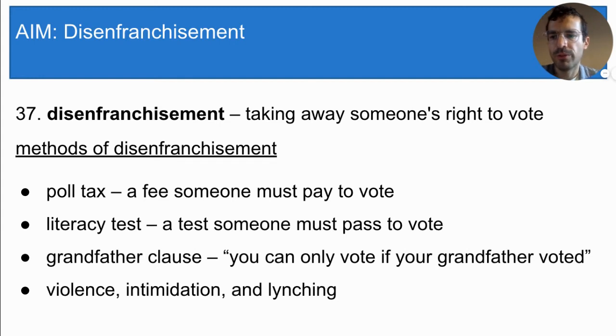The last method was violence, intimidation, and lynching. White people threatened, attacked, or even killed black people who attempted to exercise their voting rights. And rather than face violence, many freedmen chose to simply not vote. If you don't know this term lynching, I will come back to it in just a moment.